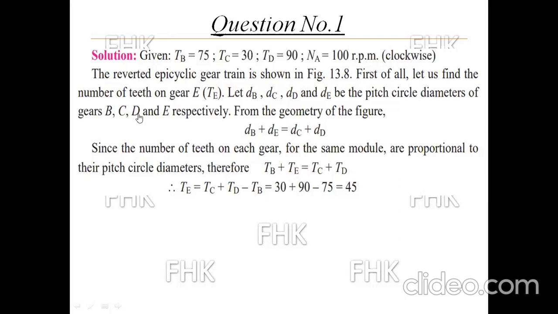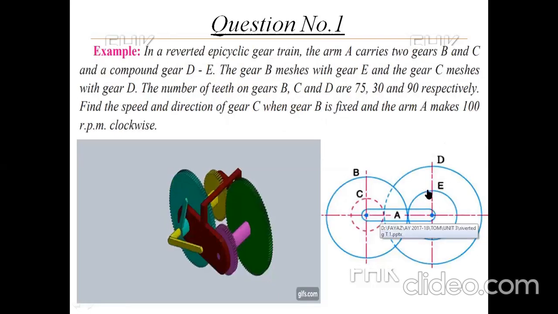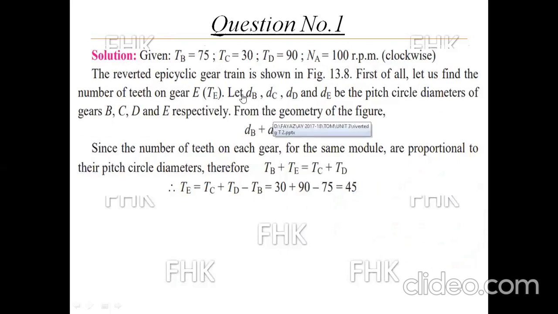First of all, let us find the number of teeth on gear E, because TE is not given. TC, TB and TD are given, but TE is not given, and that will be required for solving the numerical. So first of all, we will find out the number of teeth on gear E, that is TE. Now let dB, dC, dD and dE be the pitch circle diameters of gears B, C, D and E respectively.